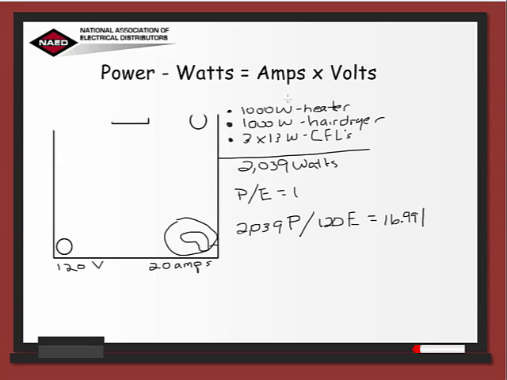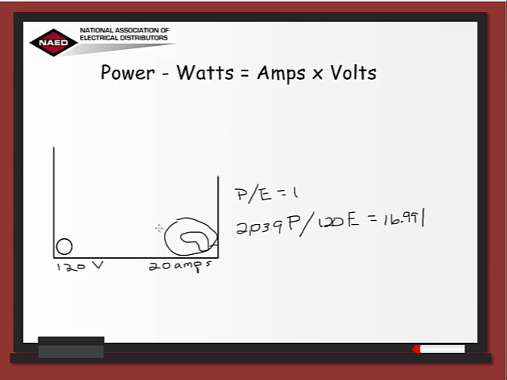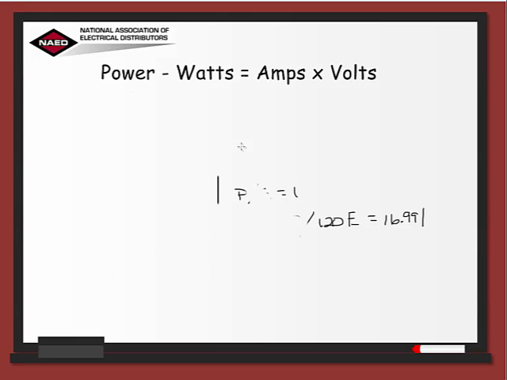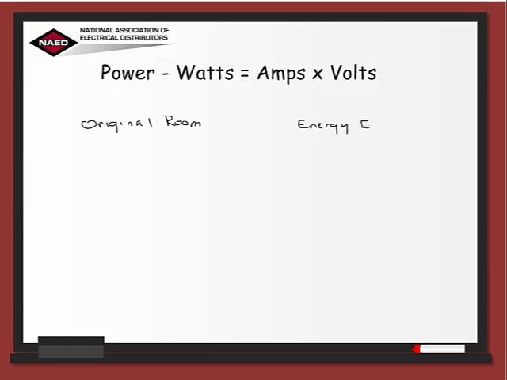Okay, so I'm going to clean the screen again really quick here. And we're going to compare the two. First, we have the original room versus the energy efficient room. The original room used 22.33 amps, and the energy efficient room used 16.99 amps. Notice the energy efficient room is under 20 amps of usage.